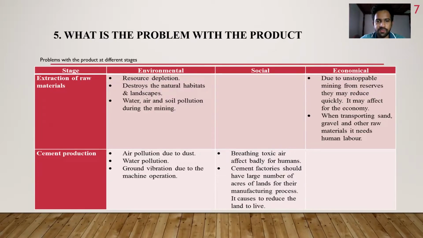When considering the stage of extraction of raw materials, there are several impacts on the environment. Resource depletion occurs much faster and natural habitats, landscapes get destroyed. In this process, and when transporting these materials, it requires more manpower and costs very high, and it directly affects the economy. Water pollution, air pollution, and ground vibrations due to machine operations can be identified as problems in production stage. Also, due to production in factories, nearby residences are badly affected with toxic air. So it requires larger area of lands.